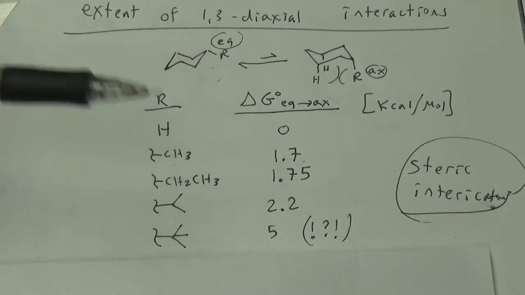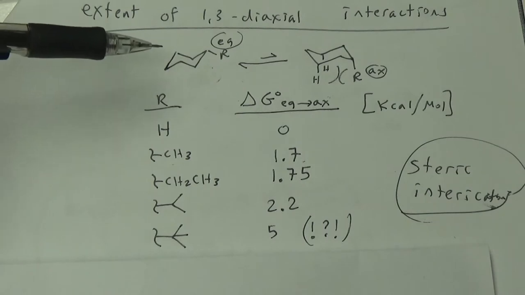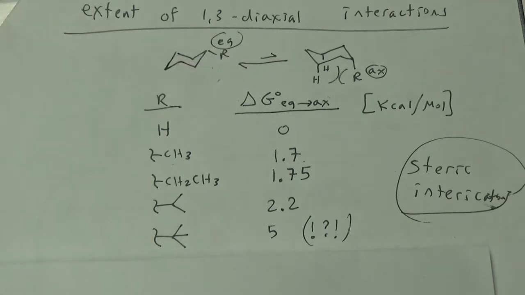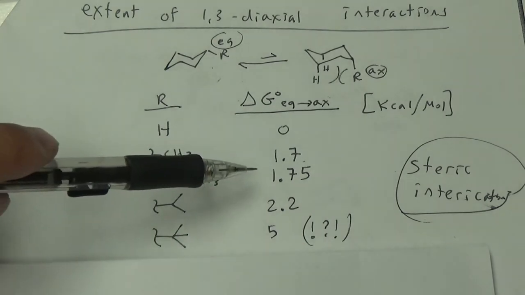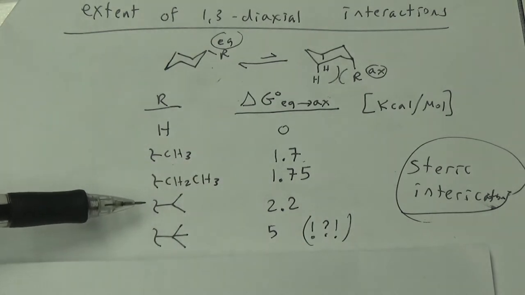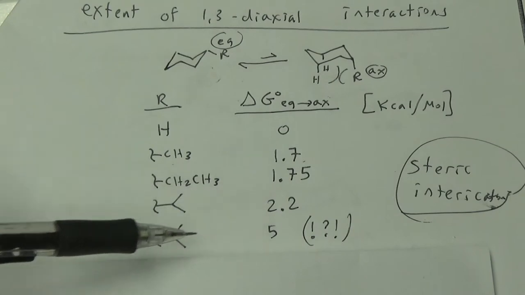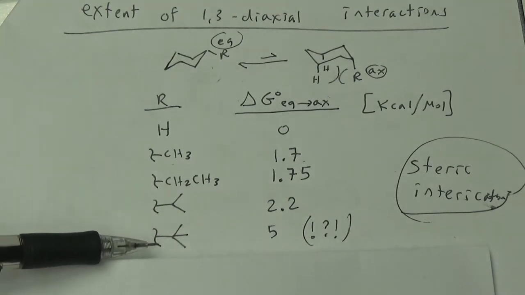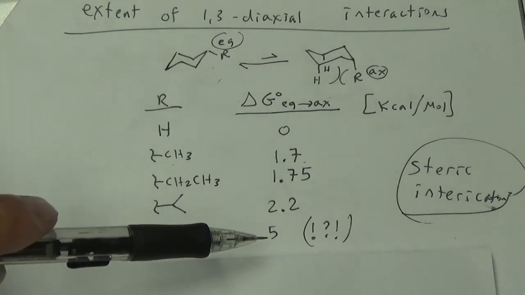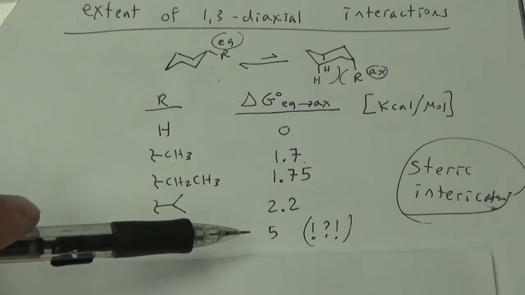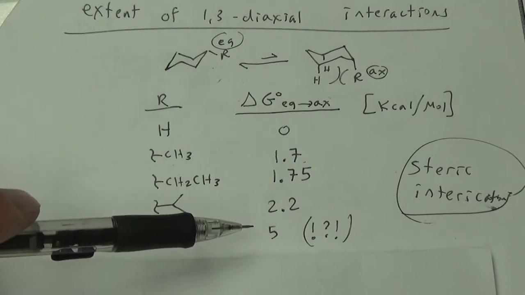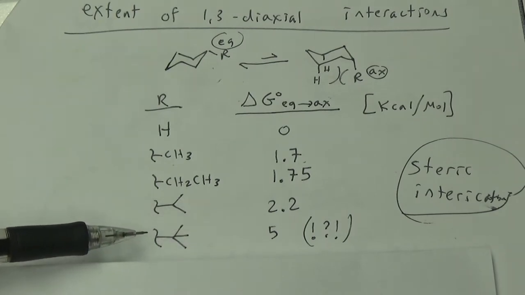If R is H, it's basically just cyclohexane, so there's not going to be any difference between one or the other. But methyl is a little larger, 1.7. Ethyl is a little larger than that, 1.75. Isopropyl is at 2.2. Tert-butyl is the huge one with this massive number. There may be other things larger, but certainly not in this course. In this course, tert-butyl is the big one, all right?